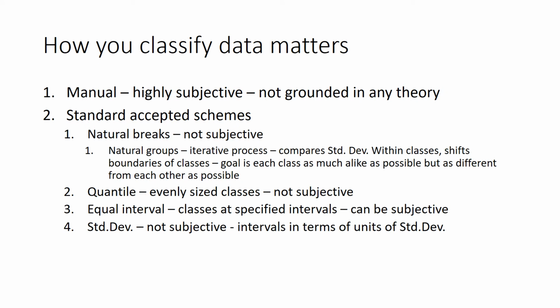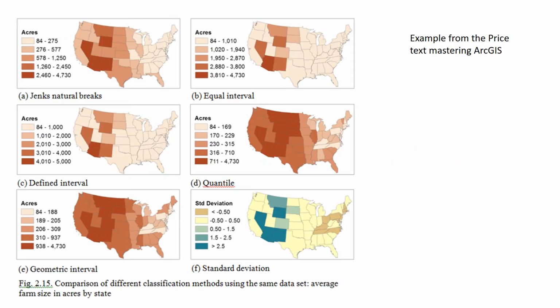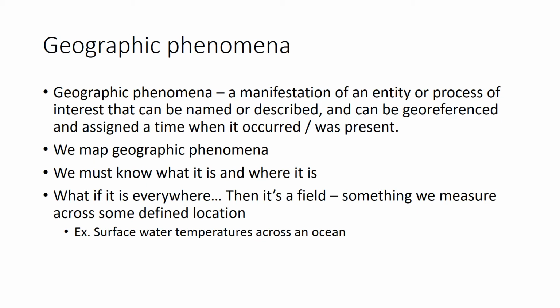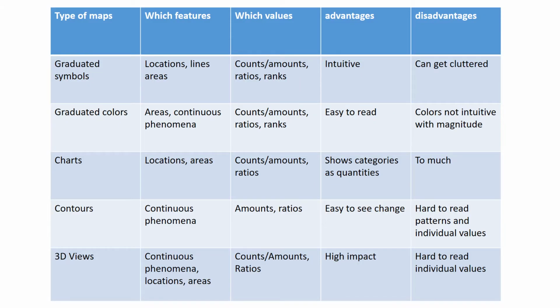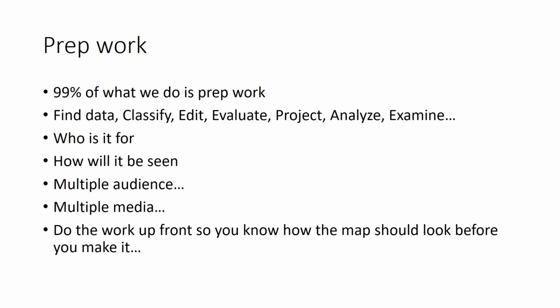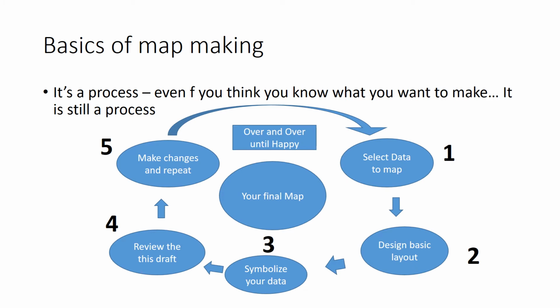When we classify our data, there's different techniques. You need to know some of these. Specifically, you better be able to explain natural breaks and quantiles to some degree of efficiency. Some examples of what they look like. What is geographic phenomena? That's something that occurs in a place or a location that we can measure. Different types of maps. Not going to ask you anything that's going to come off of this specifically. Or this.